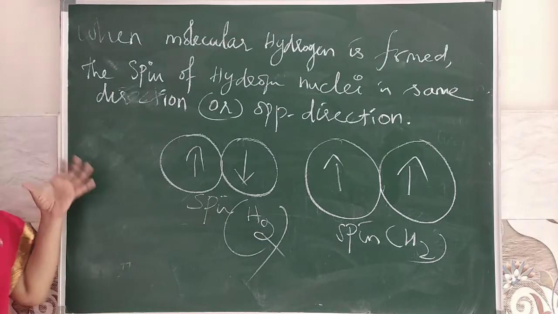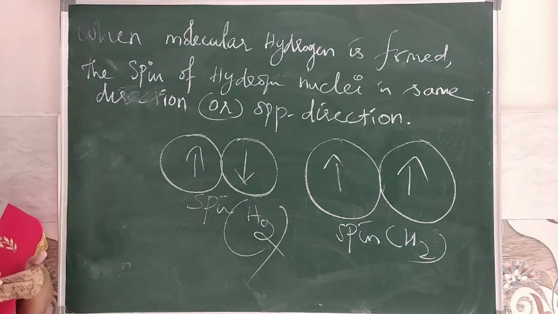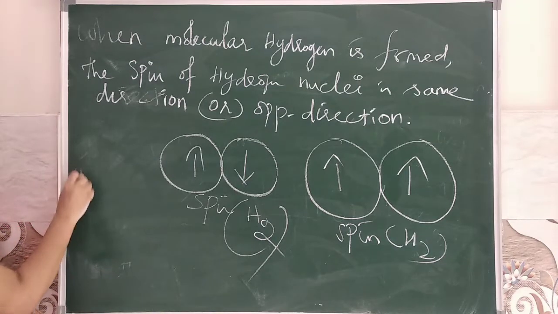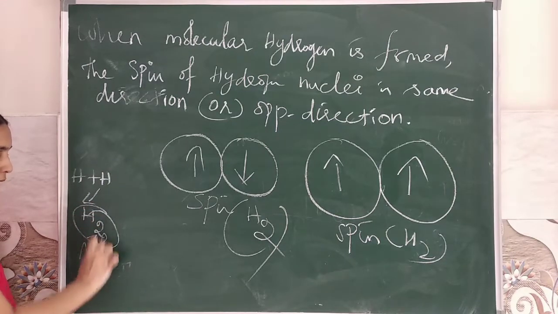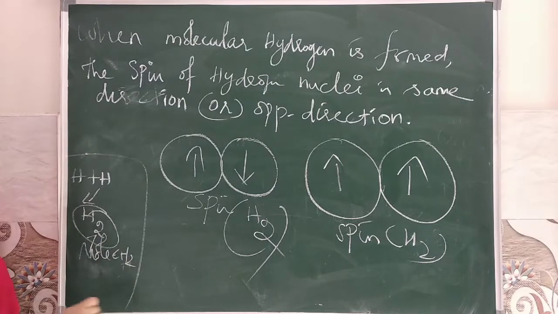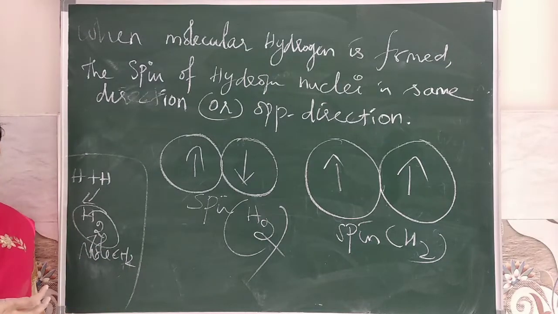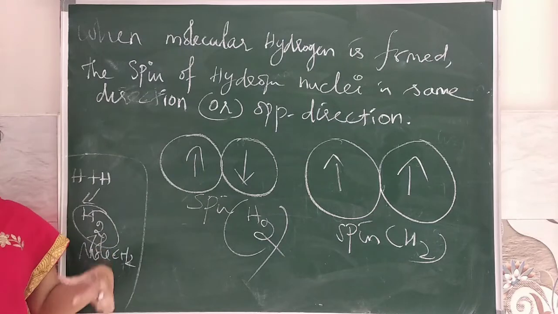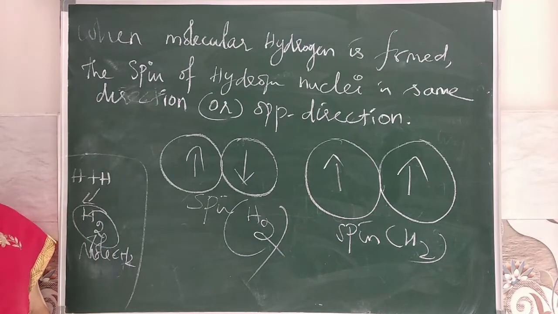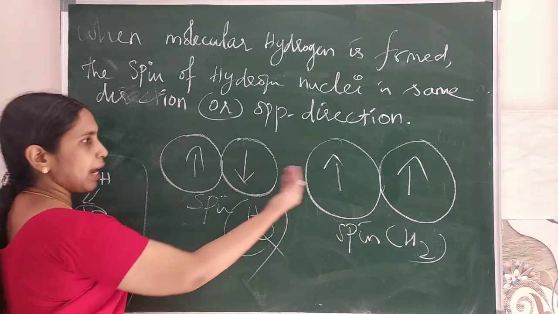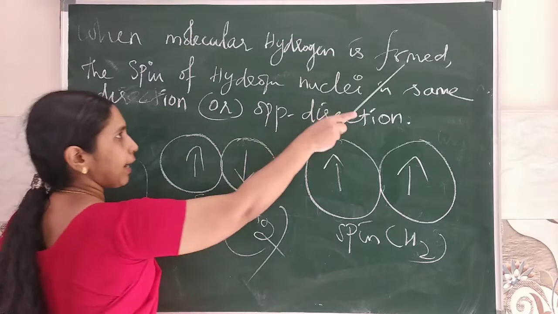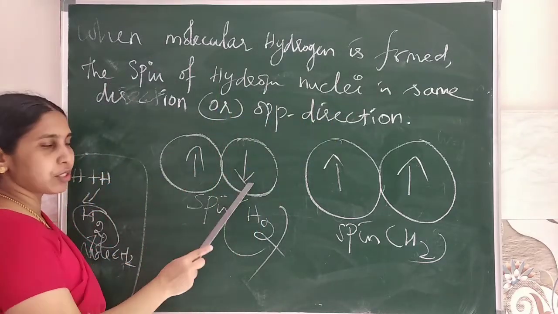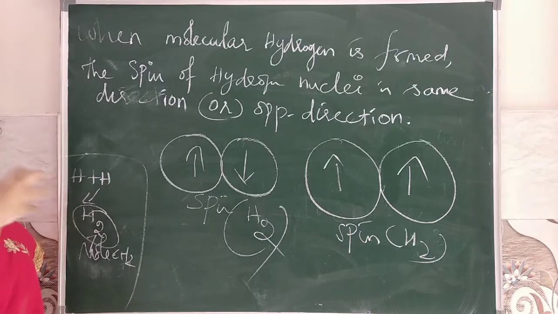Okay, students, whenever two hydrogen atoms, atomic hydrogen, combine to form molecular hydrogen, H plus H combine to form H2. This H2 is known as molecular hydrogen. During the formation of molecular hydrogen, the spin in the nuclei, spin means rotate, is either in the same direction or in the opposite direction.